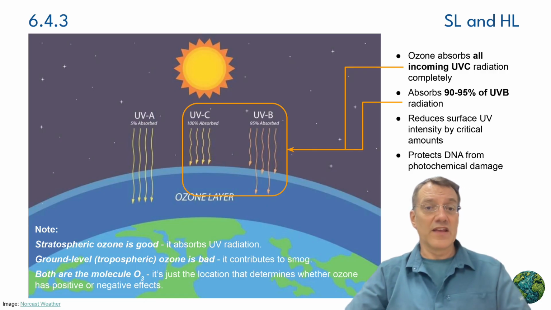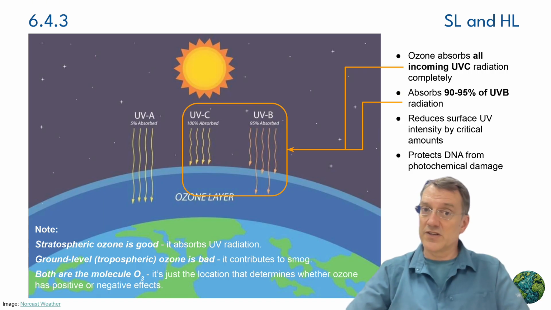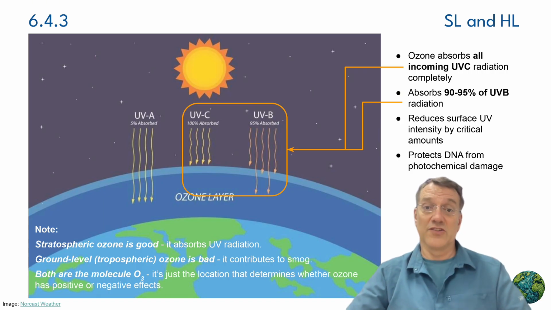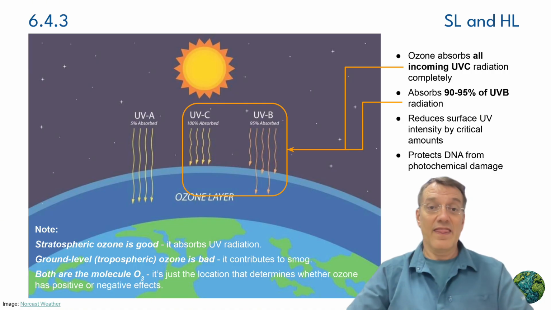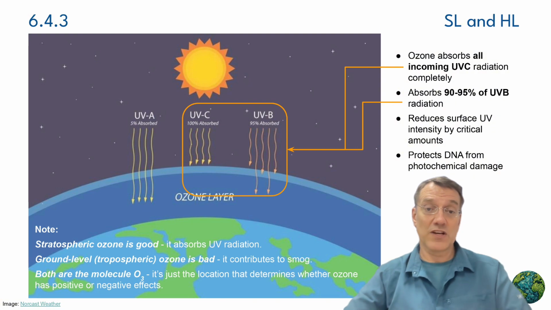It's important to understand that not all ozone is good. Stratospheric ozone, that's the ozone layer we're discussing right now, is good because it absorbs harmful UV radiation. It sits about 15 to 35 kilometers above the surface of the Earth in the stratosphere. However, ground level ozone, that's the stuff that we find in the troposphere where we live, that ozone is bad. That ozone contributes to smog and it causes respiratory problems. Both are the same O3 molecule. It's just the location that determines whether ozone helps us or hurts us.